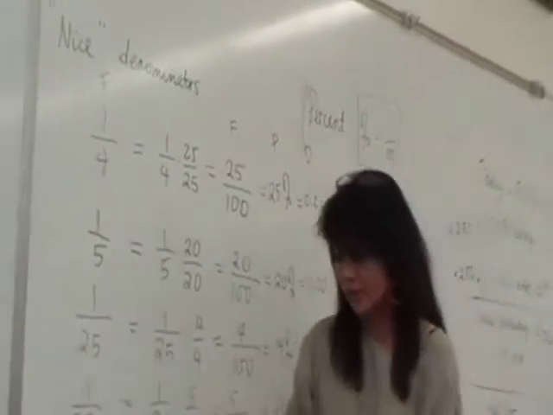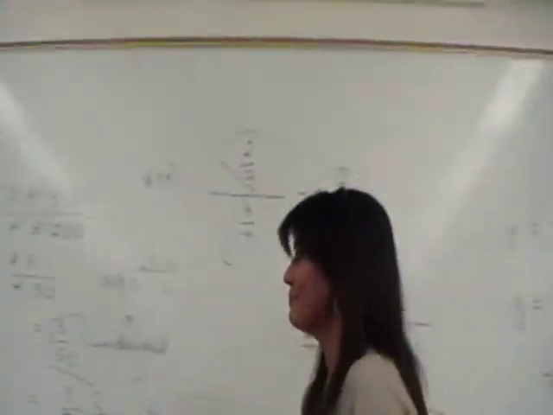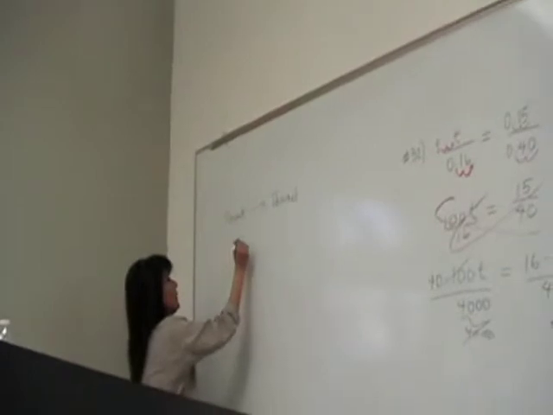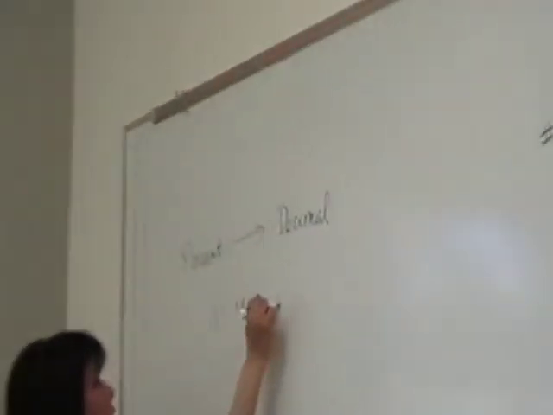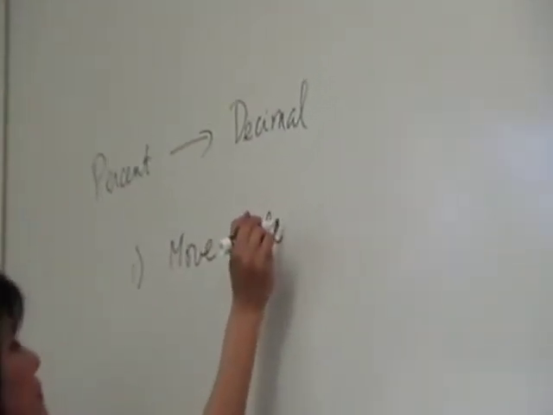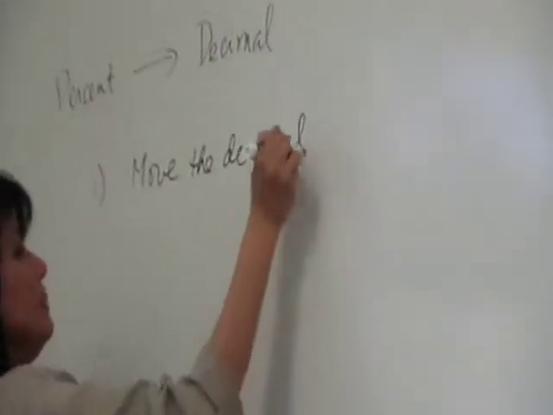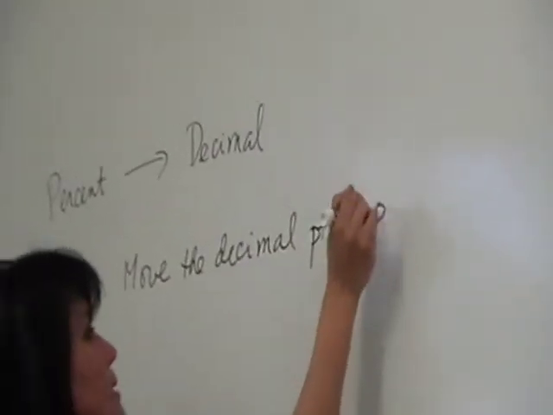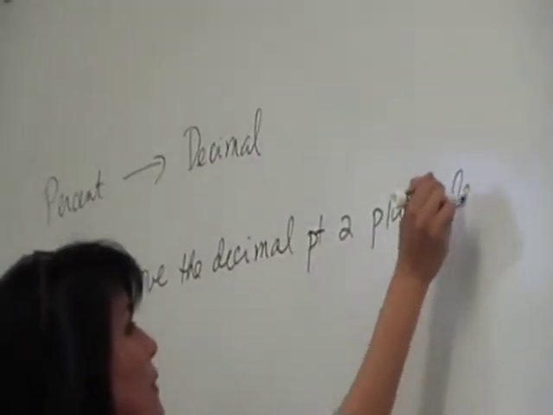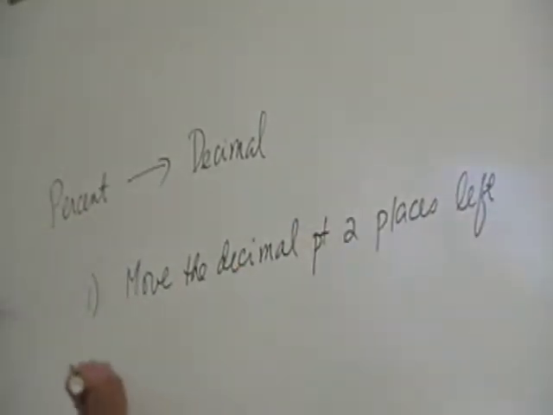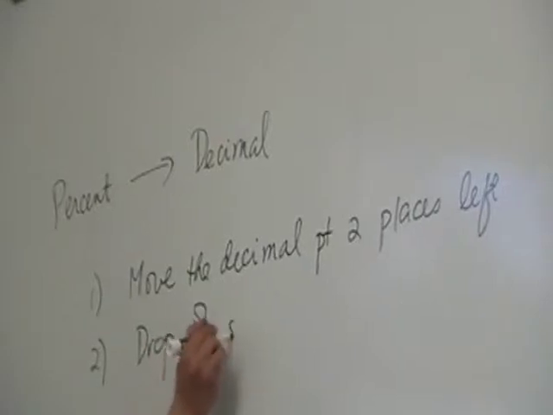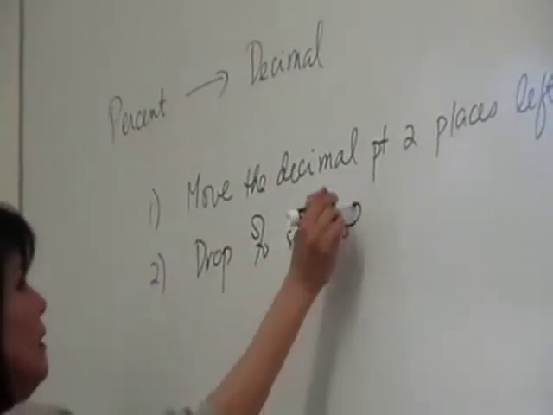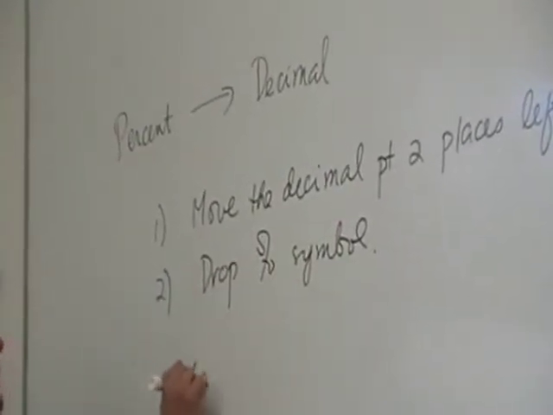Okay, so let's write that rule. Percent to decimal, you do two things, right? You move the decimal point 2 places to the left, and then drop the percent symbol. Okay, let's just do some quick examples.